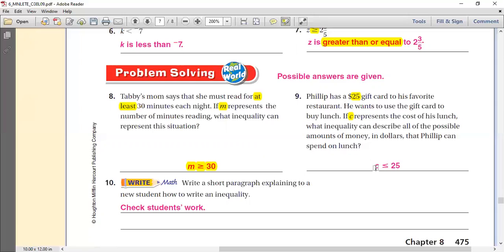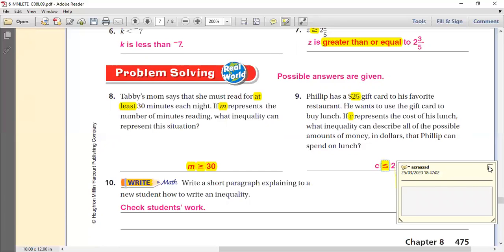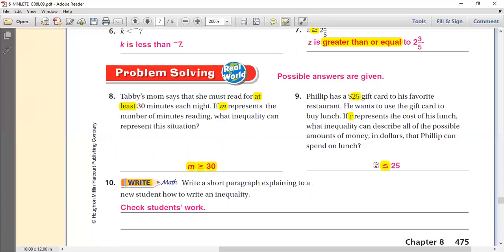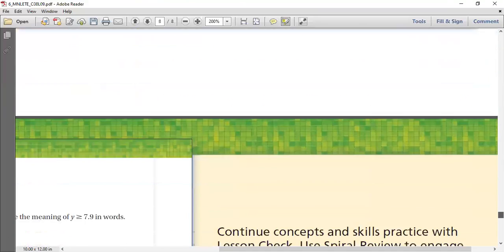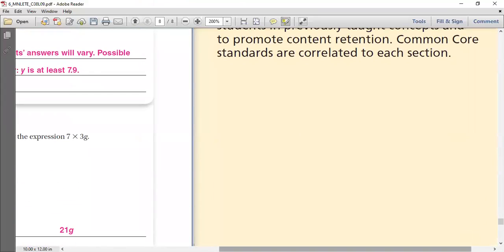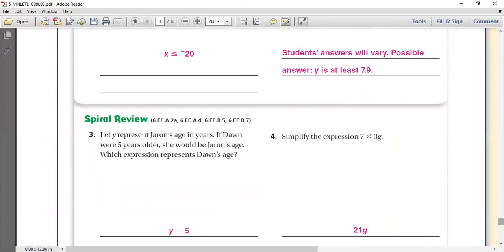So lunch can be $24 or it can be $25, because this symbol is used here. So it can be used there. So your inequality needs to be C is less than or equal to 25. I hope that question is clear for you, because it's a little bit confusing, but if you think well, you can get it. Now moving on to the next page, we have question number 1 and 2.